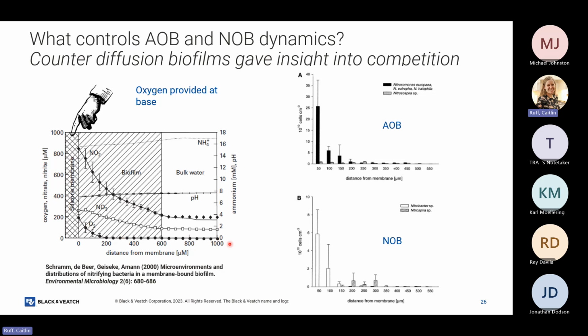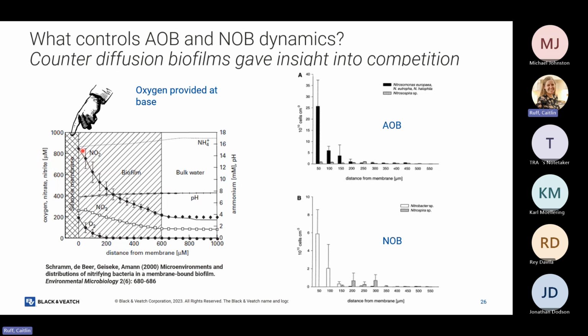So you can see your oxygen gradient here. Essentially, the researchers grew a biofilm on the outside of this membrane. And then we can see ammonium diffusing into the membrane from the bulk liquid, and as nitrate and nitrite were produced, it's counter diffusional: one substrate coming in, one substrate coming out.